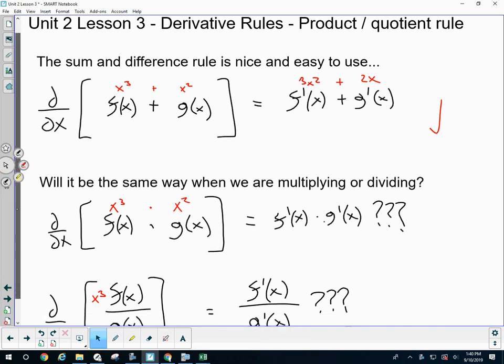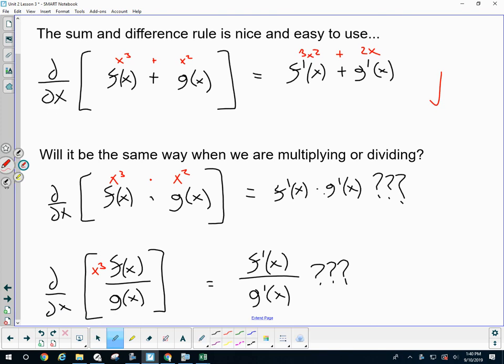Now, I'm using this simple example just to show you that it doesn't. We think, okay, well, 3x squared times 2x, is that the correct derivative? Well, if you think about it, I could simplify this to be x to the fifth, right? X cubed times x squared. Then when I take the derivative of x to the fifth, I should get 5x to the fourth. Well, that's not the same as 3x squared times 2x. That's 6x cubed. So just by using that simple example, I can see this doesn't work.